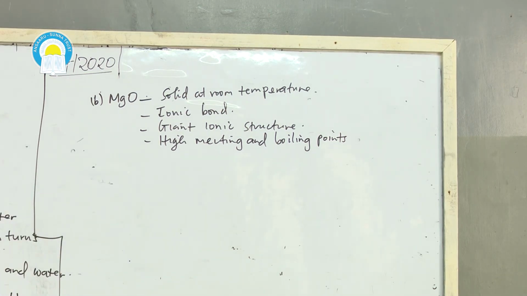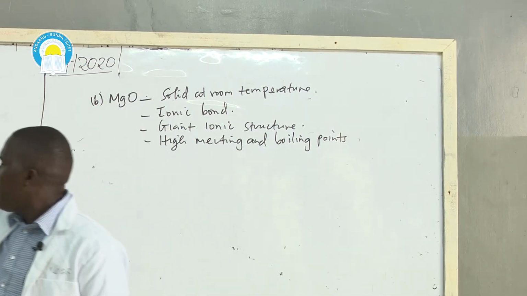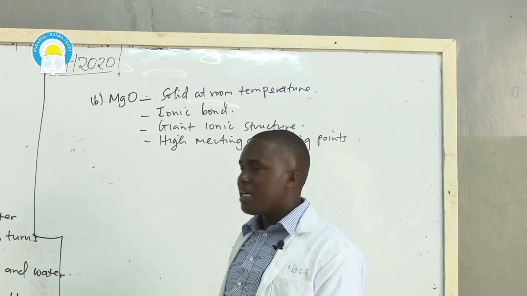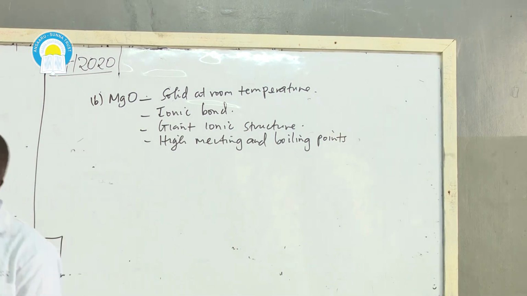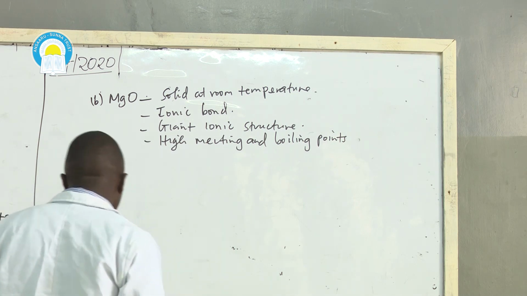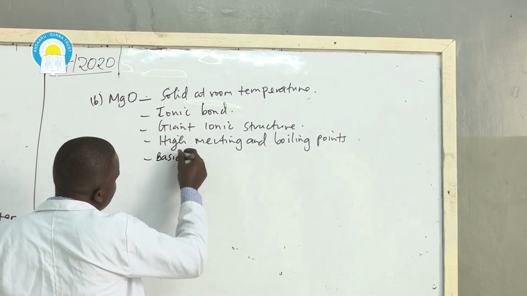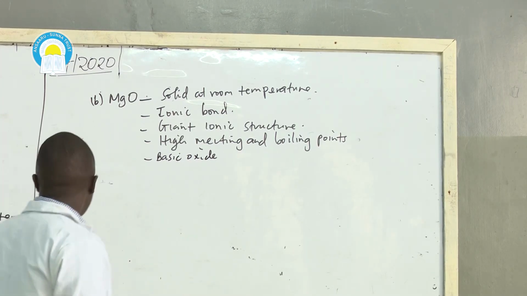Especially the melting point of this one will be higher than this one. And that one is also because of the size of the cations. This cation is smaller in size. Magnesium ions are smaller in size than sodium ions, and that's why they form a stronger ionic bond than sodium ions. So you'll find it will have a higher melting point than sodium. Then we have, as a basic oxide, it is also dissolved in water to form an alkaline solution.